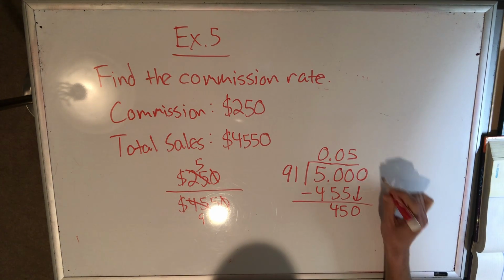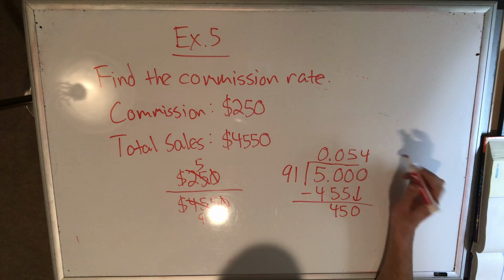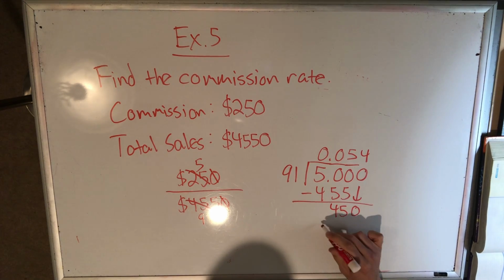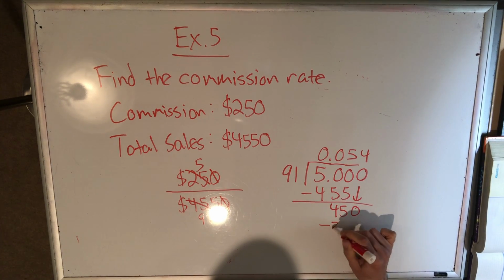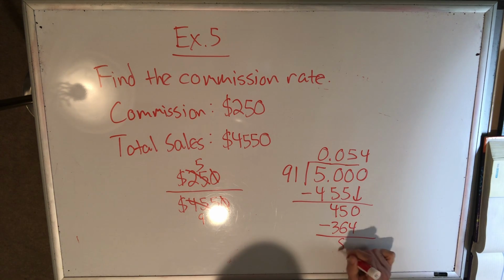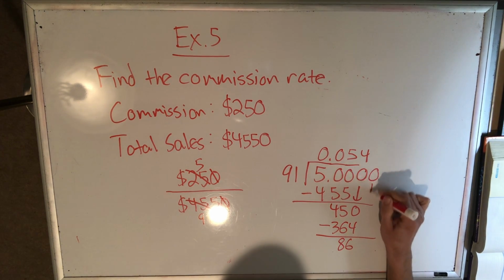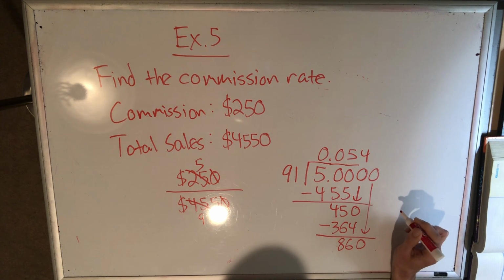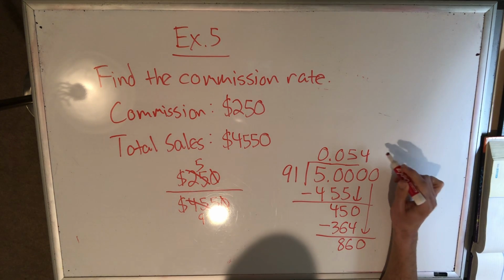91 goes into 450 4 times. 4 times 91 is 364. Subtract, that's going to be 86. Bring down the next digit. 91 goes into 860 9 times.